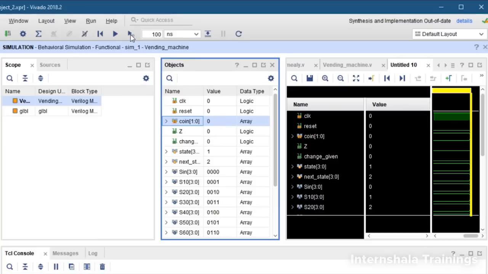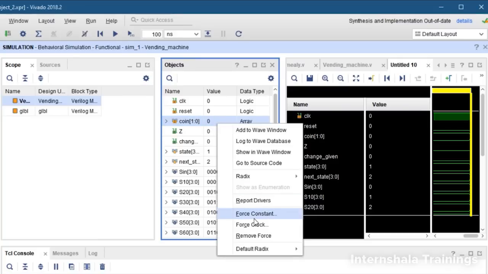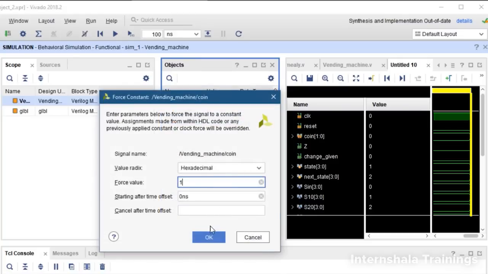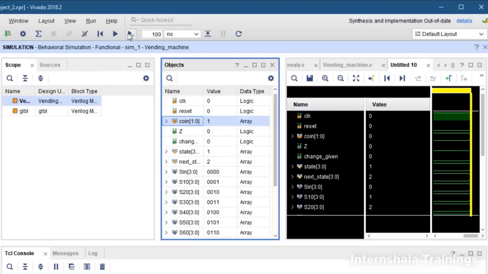Let me give 10 rupees first. Then I change the coin value to 1, that means now I am giving 20. So 10 plus 20, now I have 30. I give 20 again, 30 plus 20, 50. So change is also given. Product is also given. And then we go back to S initial. Now we are back to S initial.